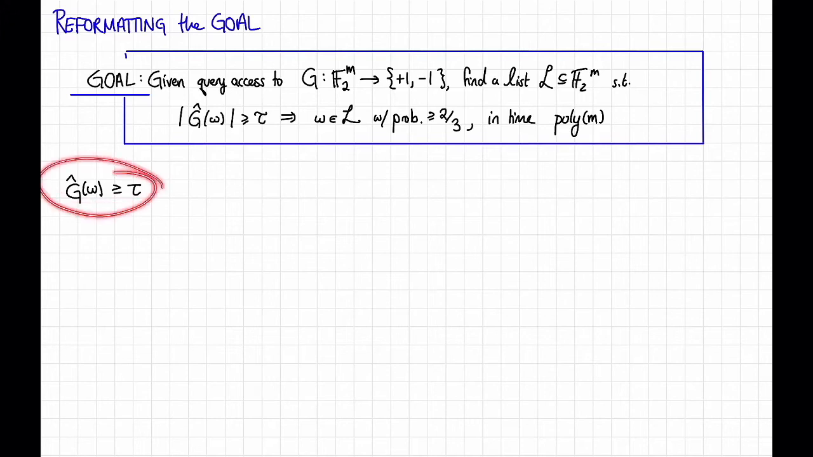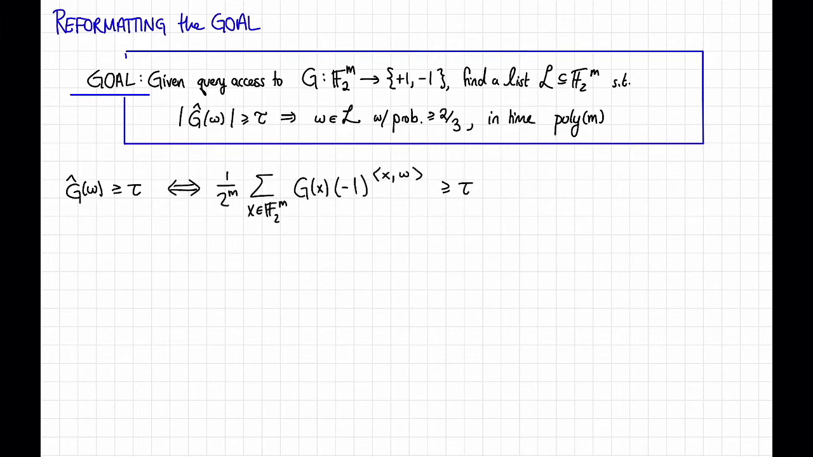Okay, so let's consider this condition, that g hat of omega is at least tau. We can write out the definition of g hat of omega, and see that this is equivalent to this big sum being greater than or equal to tau. And now let's recall that g of x here is plus or minus 1. So that means that each term in this sum is also plus or minus 1, depending on whether g of x is equal to this sign flip, minus 1 to the inner product of x and omega. That means that we can write this condition like this.